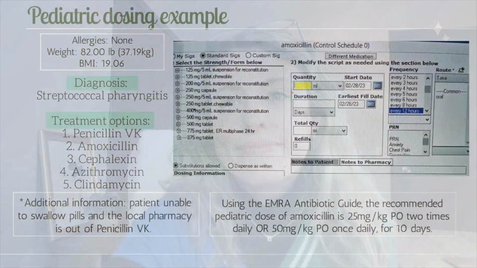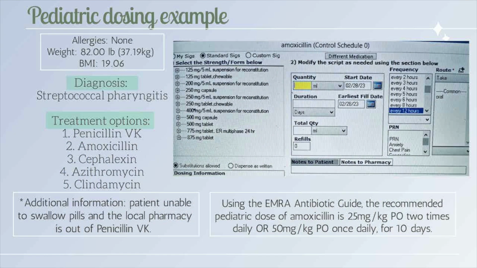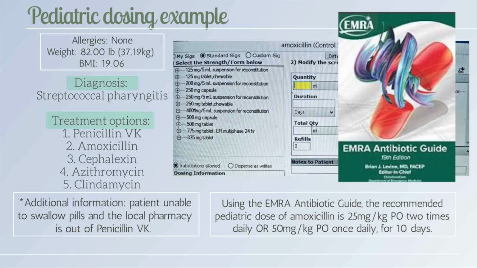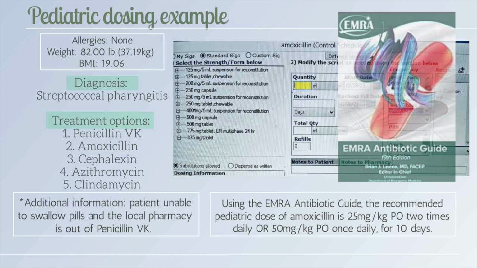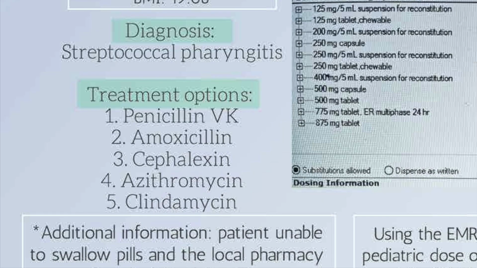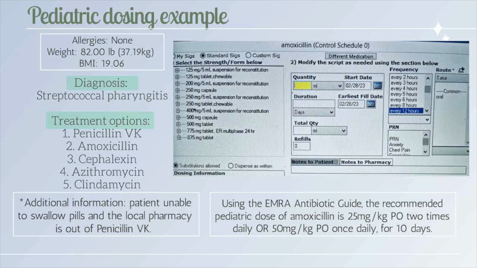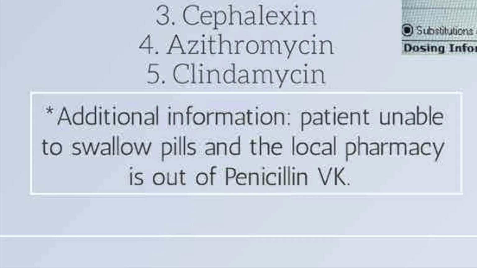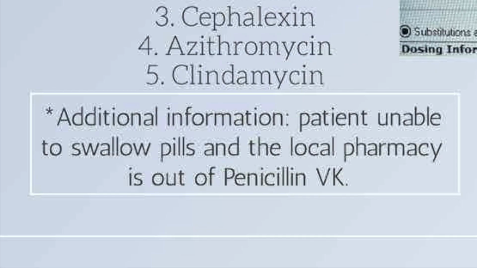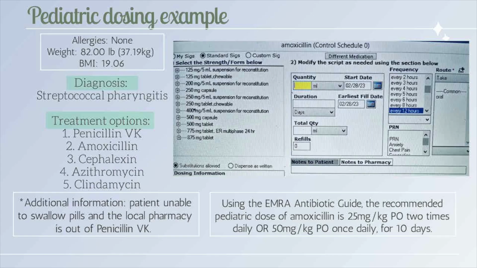So you've diagnosed your patient with strep throat, or streptococcal pharyngitis. Using the EMRA antibiotic guide, there is a list of treatment options available for antibiotics, and I listed those for you here. Then I put in some additional information: the patient is unable to swallow pills, and the local pharmacy is out of penicillin VK. Because we're out of the penicillin, I chose the amoxicillin suspension. We need to figure out the dosing, so let's do that really quick.